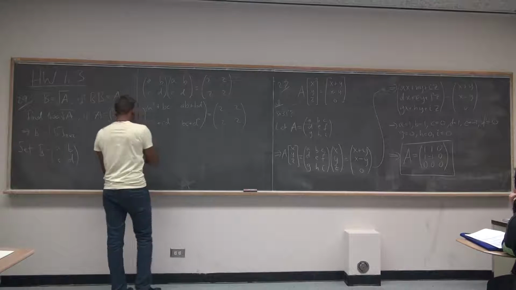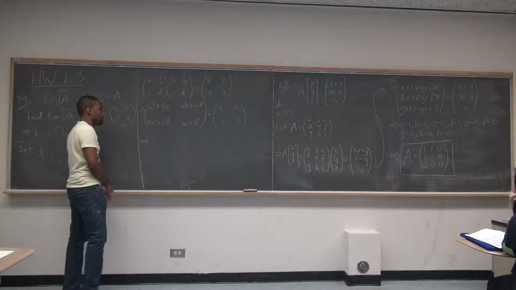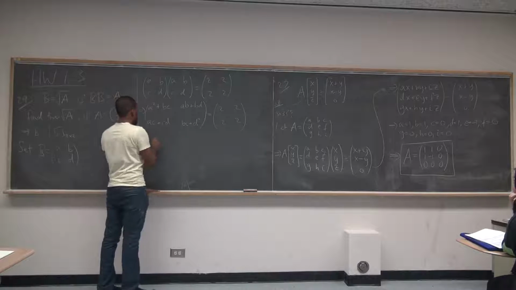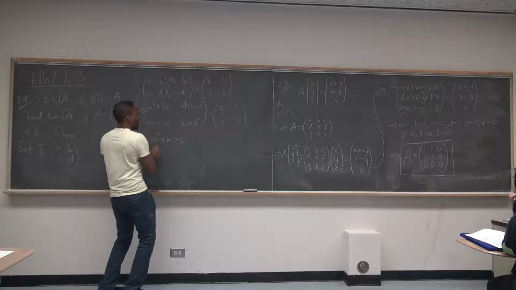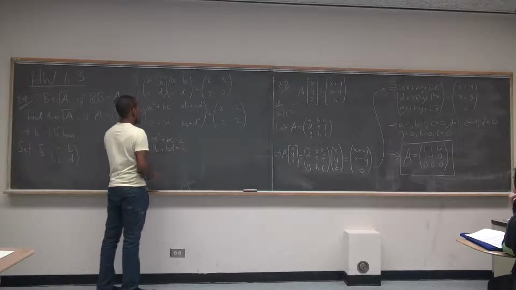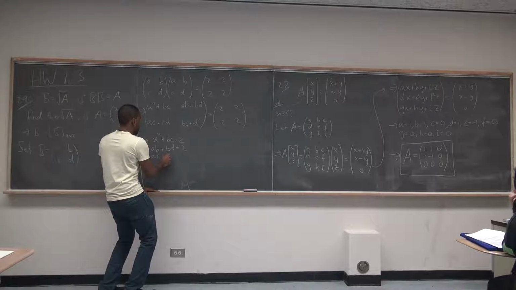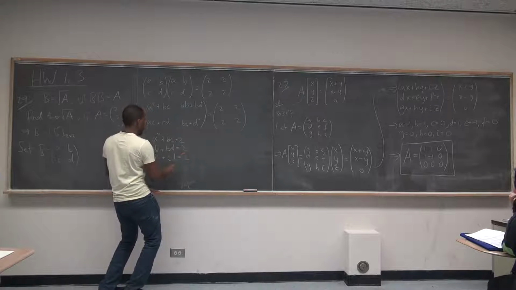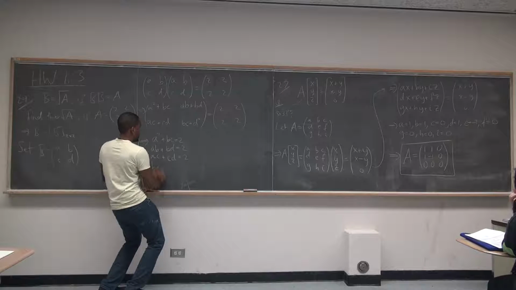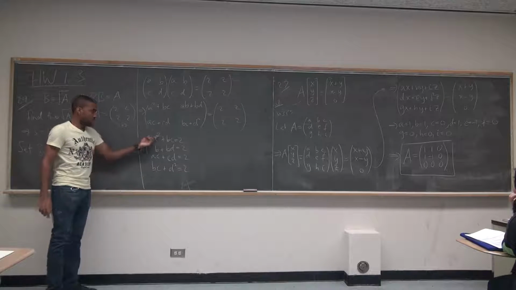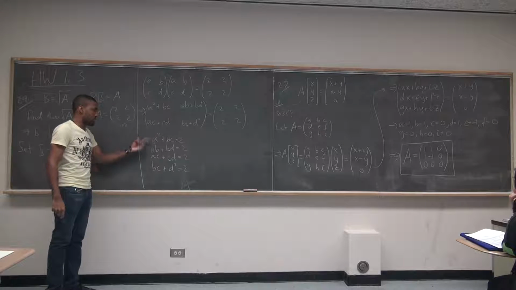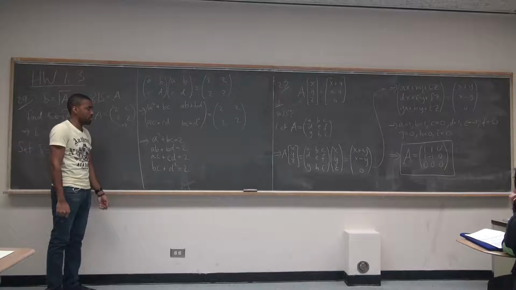Now at this point, by the equalities of matrices, we can set up some equations here. A squared plus BC equals 2. AB plus BD equals 2. AC plus CD equals 2. BC plus D squared equals 2. Now this is a nonlinear system because we have squares. In general, they really suck to try and find an answer.